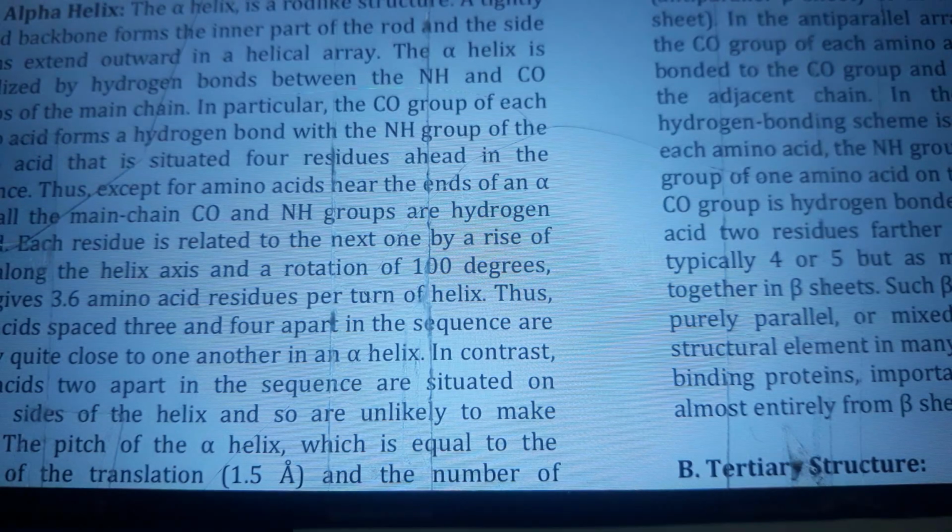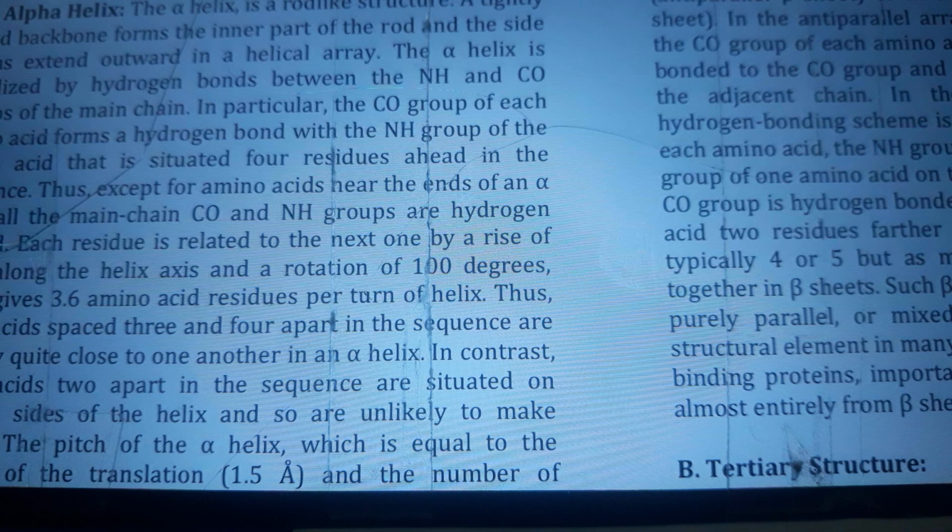The alpha helix is a rod-like structure. A tightly coiled backbone forms the inner part of the rod, and the side chains extend outward in a helical array. The alpha helix is stabilized by hydrogen bonds between the NH and CO groups of the main chain. In particular, the CO group of each amino acid forms a hydrogen bond with the NH group of the amino acid that is situated 4 residues ahead in the sequence.